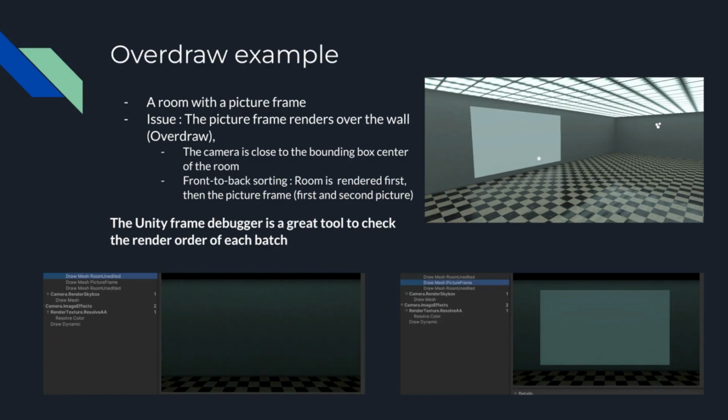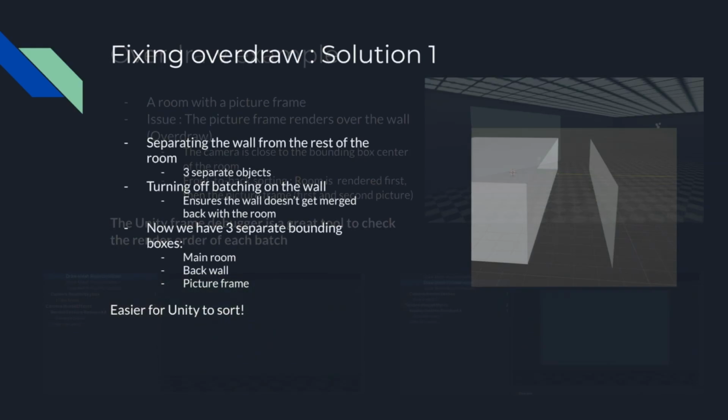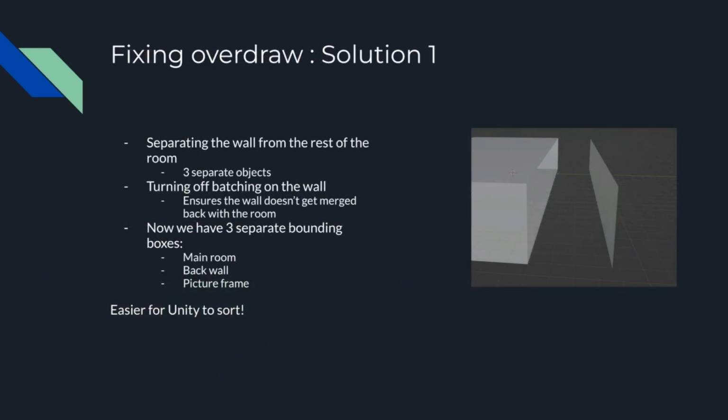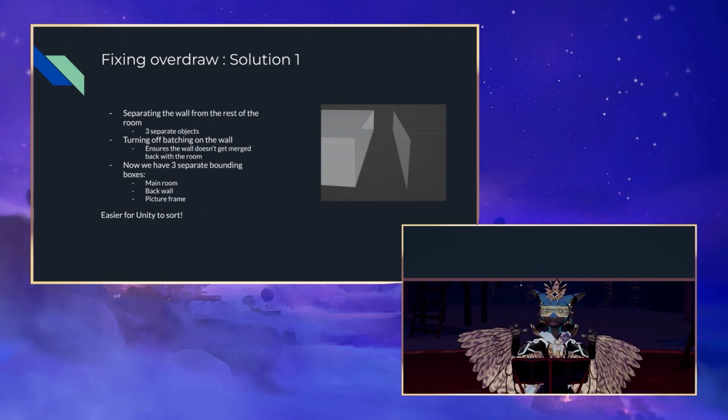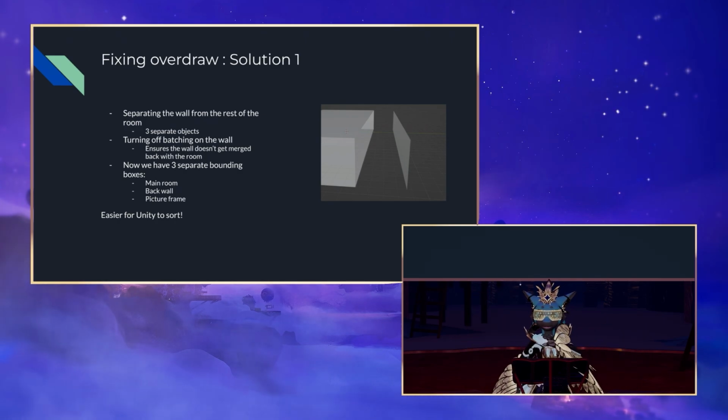I'm going to show you two ways we can fix that issue. The first way will be to separate the wall into a separate mesh. This way we have three separate bounding boxes: the room bounding box, the wall bounding box, and the picture frame. This is something Unity can very easily sort front to back, okay?